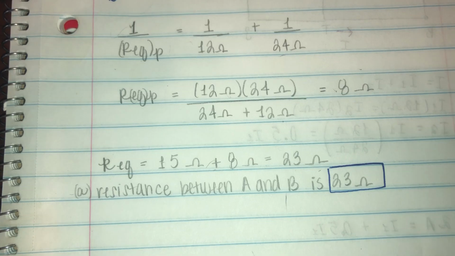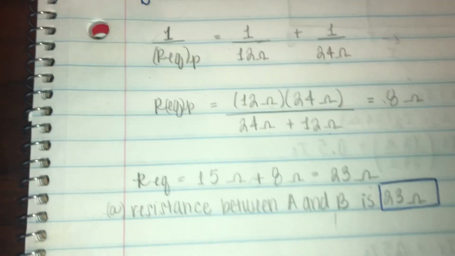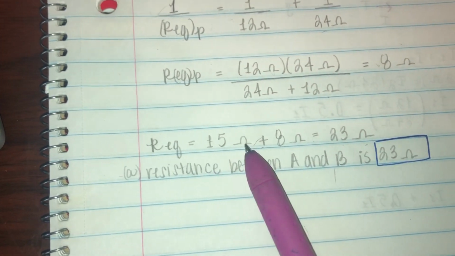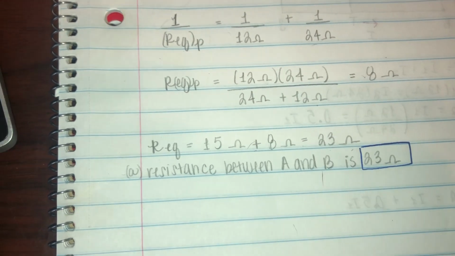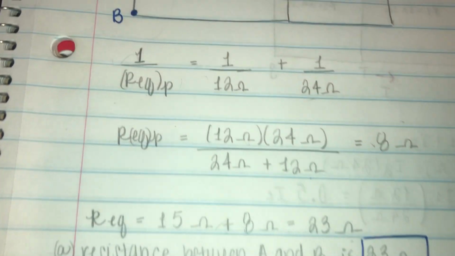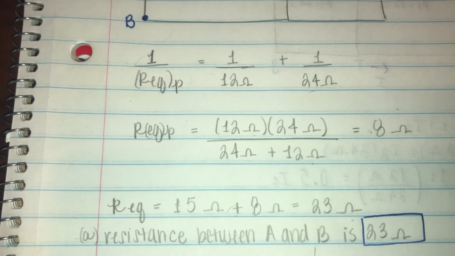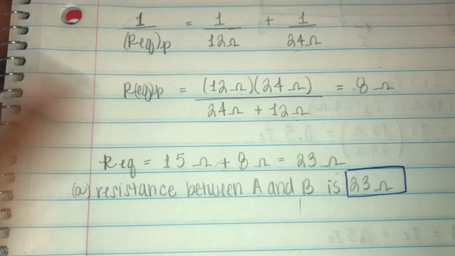So we go down and it shows us, where is it? Oh, the 15 ohms up here at the top of this diagram. We add those together, 15 ohms plus our 8 ohms, and that gives us 23 ohms. So therefore the resistance between points A and B is 23 ohms.